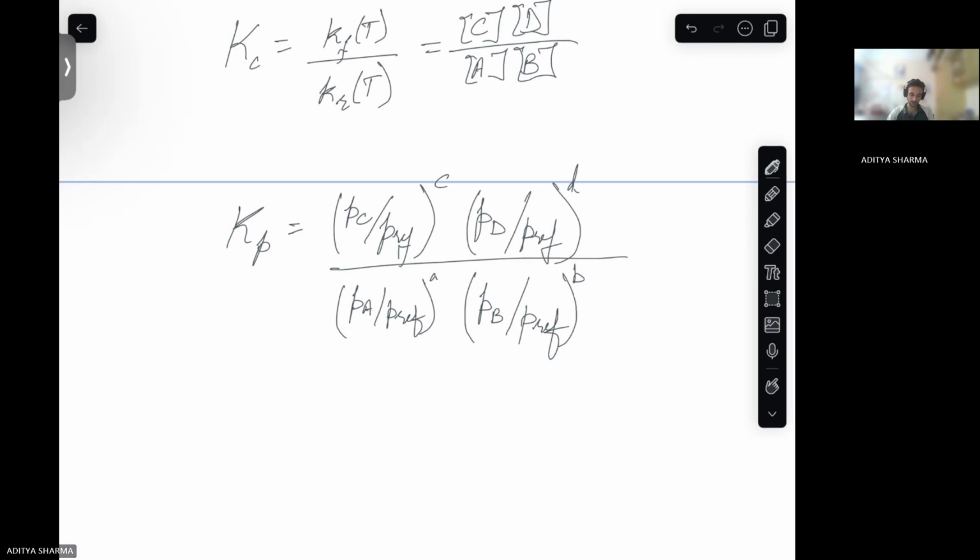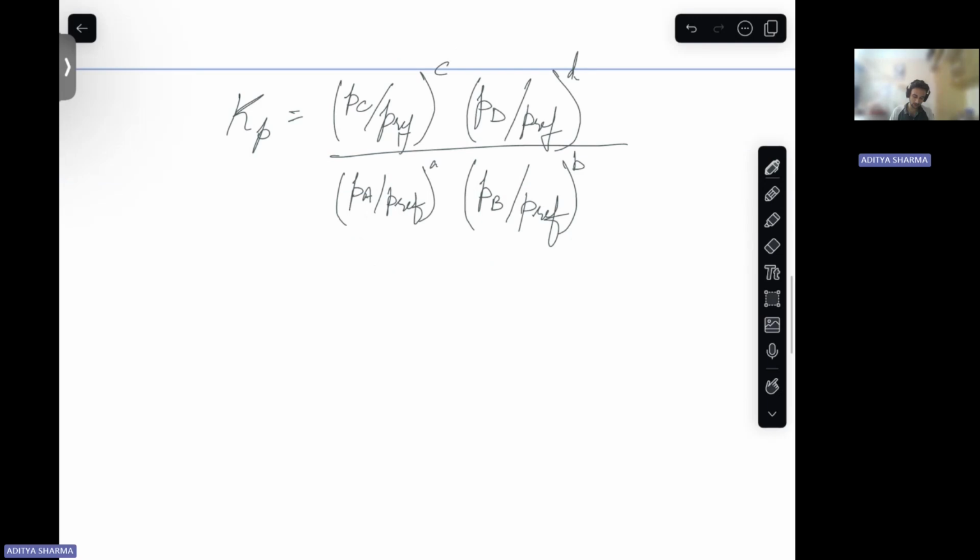So this way your equilibrium constant on the basis of concentration of different species can be done, and based on partial pressures also it can be done. But for a bimolecular reaction, the thing is that Kc is equal to Kp. Okay.